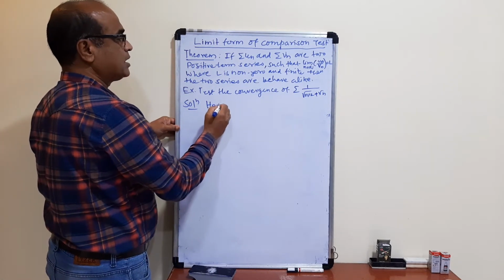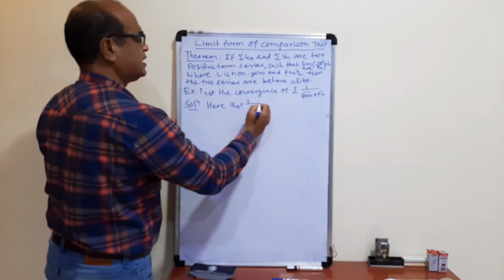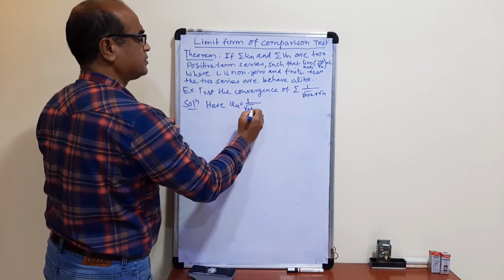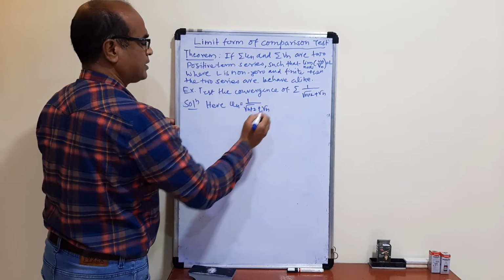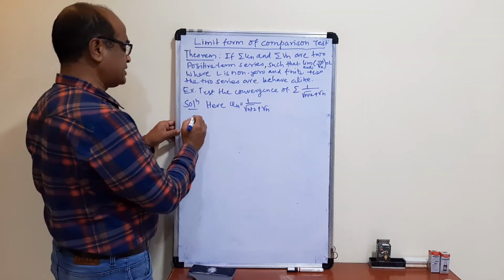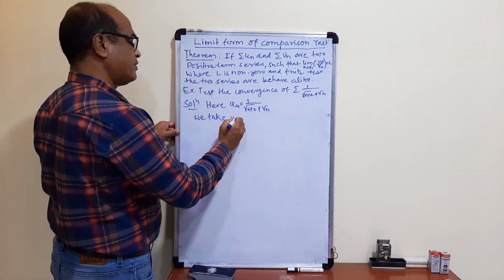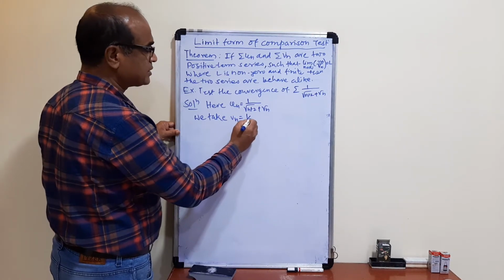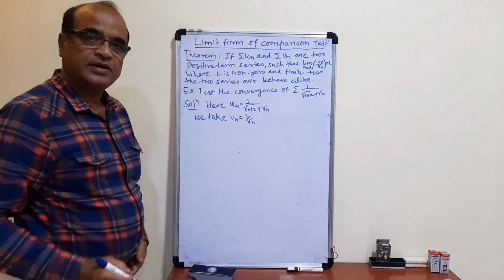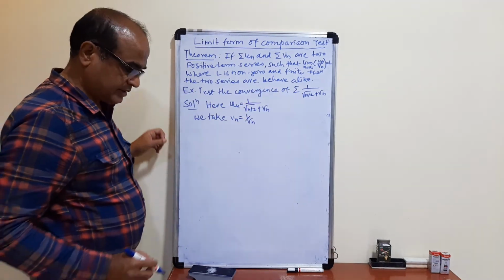Here Un, the nth term of that series, is 1 upon root n plus 2 plus root n. So we take, what is Vn? This is our choice. Vn is 1 upon root n. So Un is this and Vn is this.